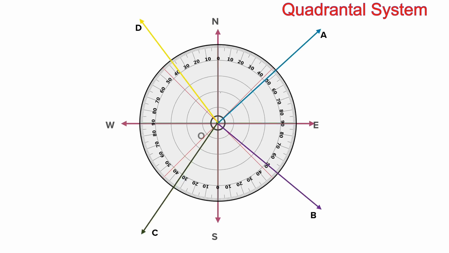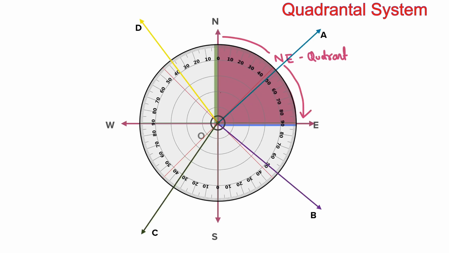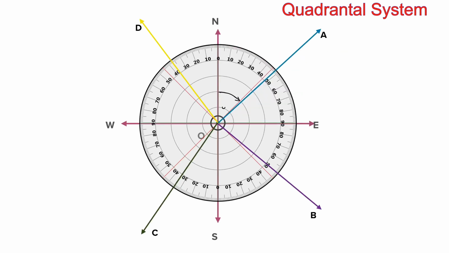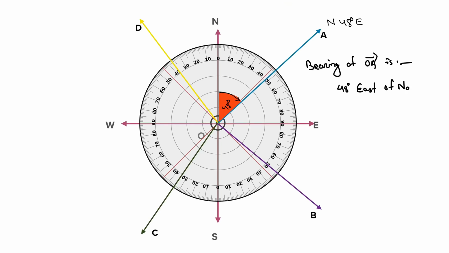Let's take the same measurement in quadrant bearing. In the case of quadrant bearing, while taking measurements of bearing, we have to consider in which quadrant the line lies. The line OA lies in the northeastern quadrant. That's why it will be near to the north cardinal point. Thus, moving clockwise from north, it gives 48 degrees. So, we will write this as the angle 48 degrees sandwiched between the letters N and E. The bearing of the line OA will be read as 48 degrees east of north.